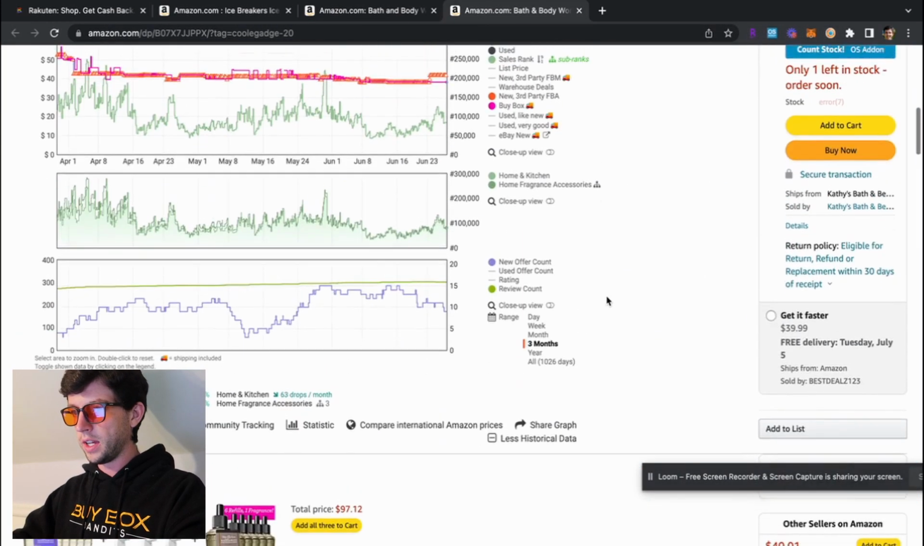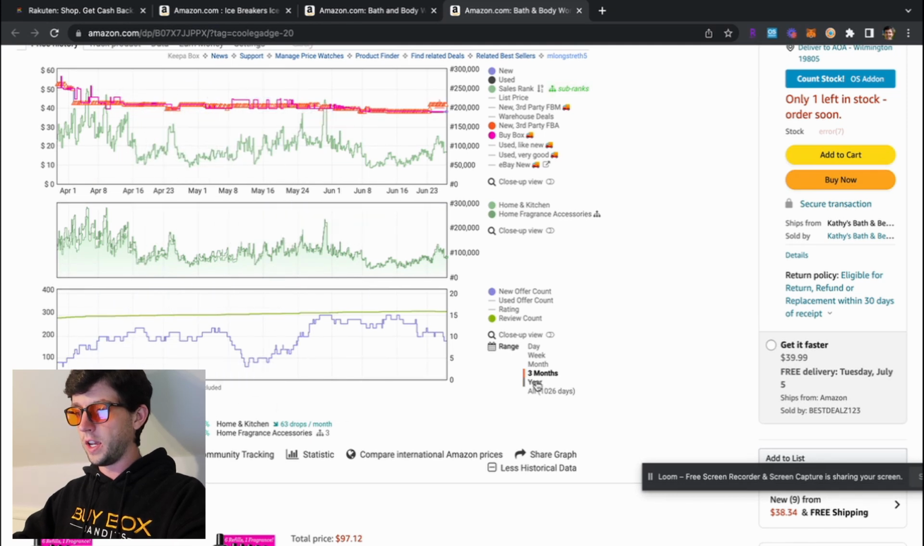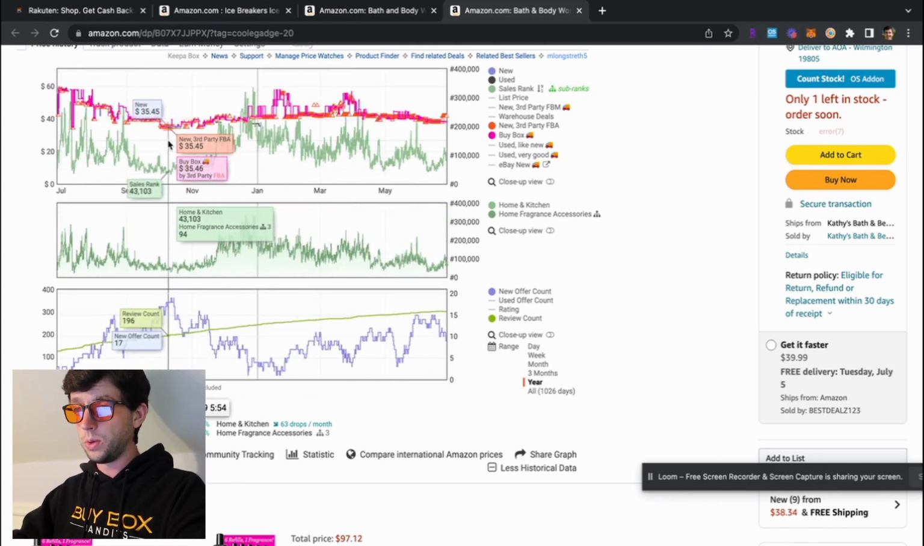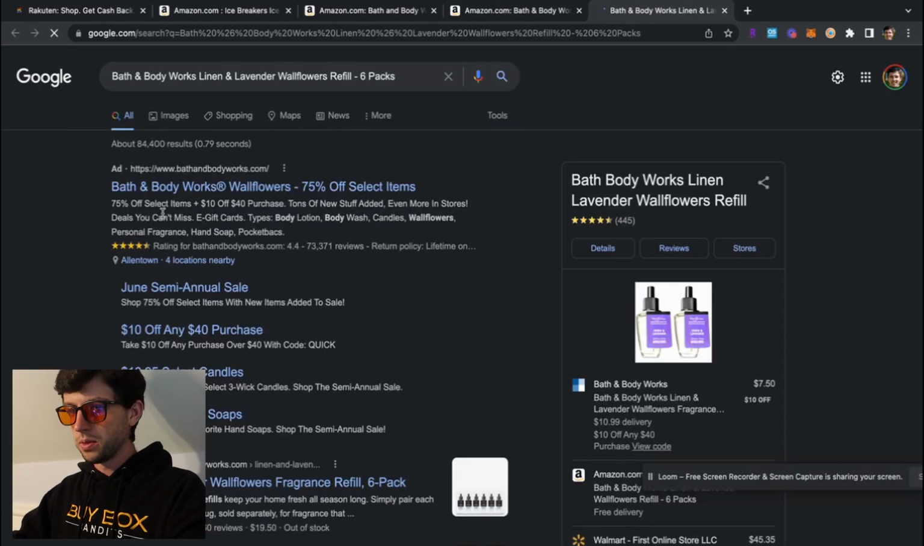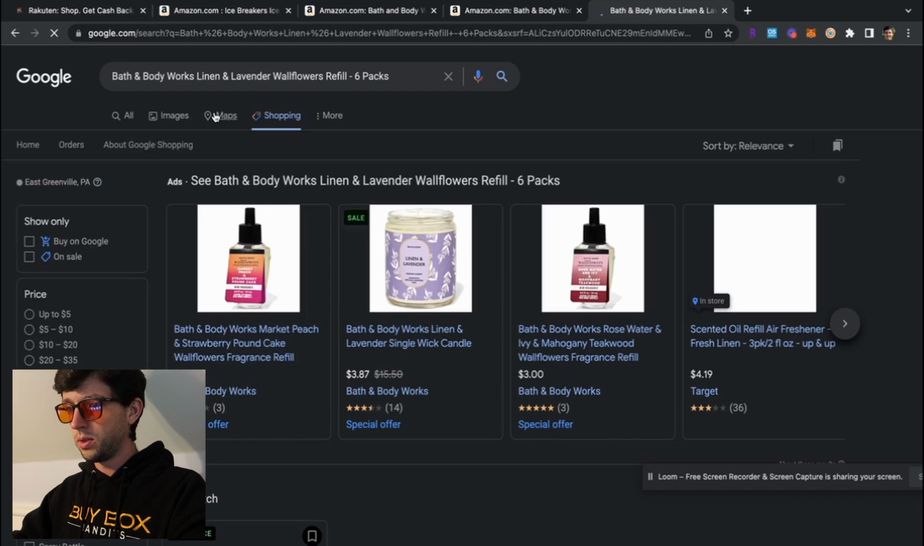Potentially right here, 6-packs. Incredible price stability right here. That's beautiful. Pretty much throughout the whole year as well. And then so this is 6-packs right here. So we're trying to pay obviously as low as possible on stuff.